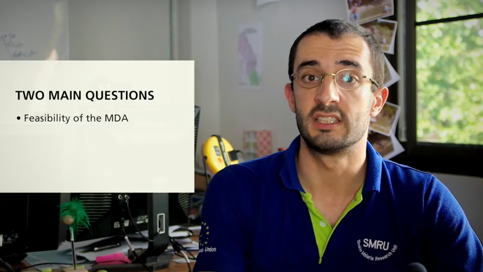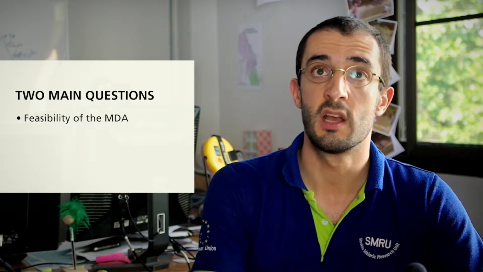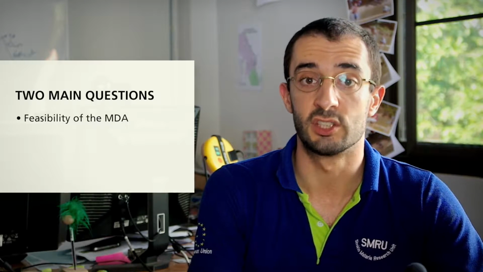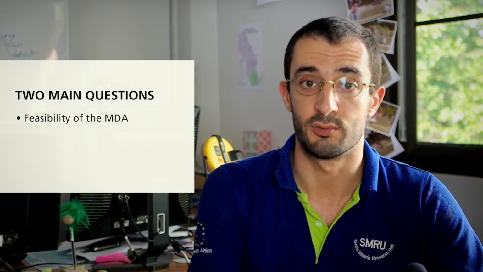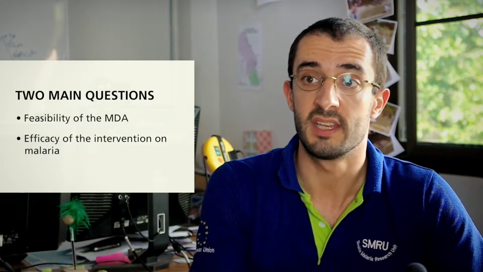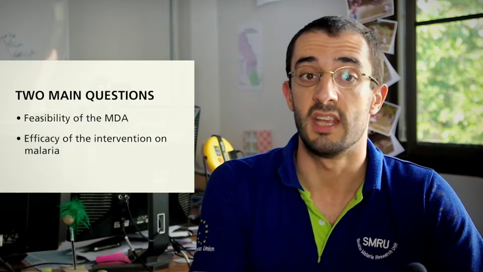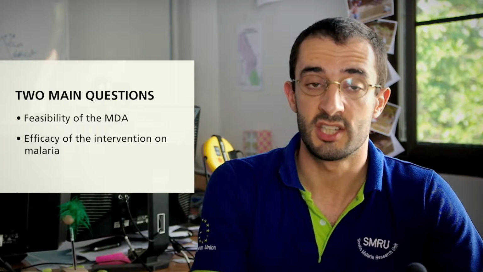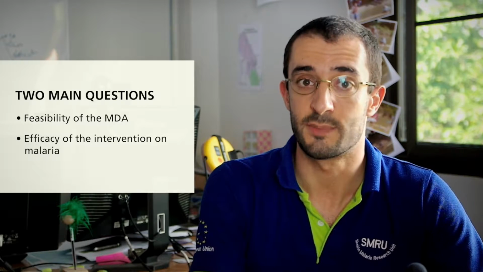In order to follow up an MDA intervention directed at Plasmodium falciparum malaria elimination, we need to be able to answer two main questions. The first question is about the feasibility of the intervention, whether or not we can achieve a sufficient coverage to expect a good result. And the second one is to follow the community where we did MDA over time to monitor the evolution of malaria and check whether the intervention had the expected impact.